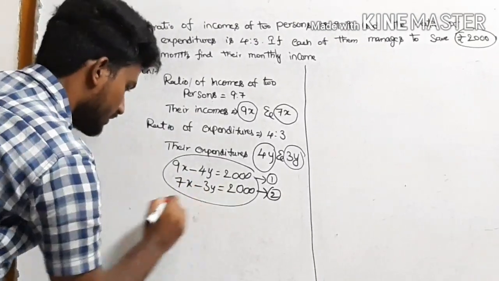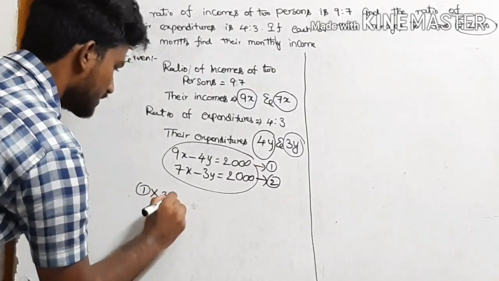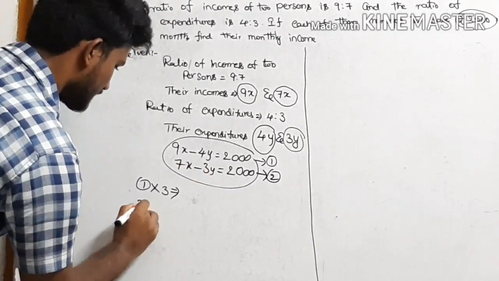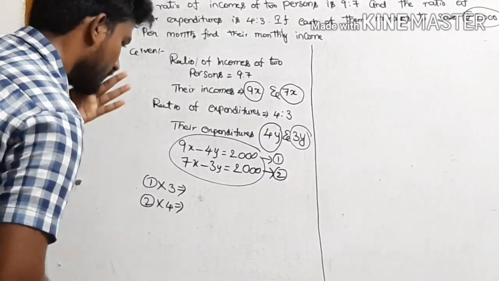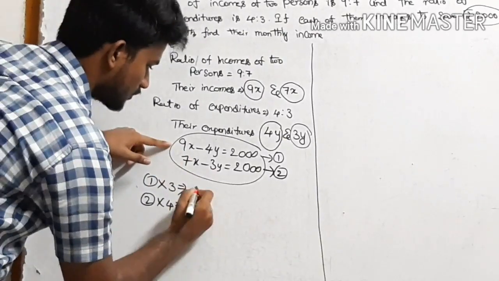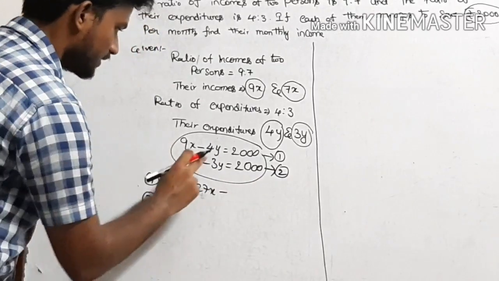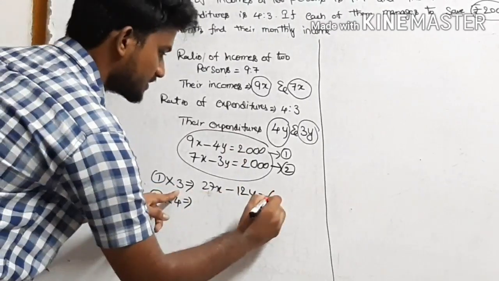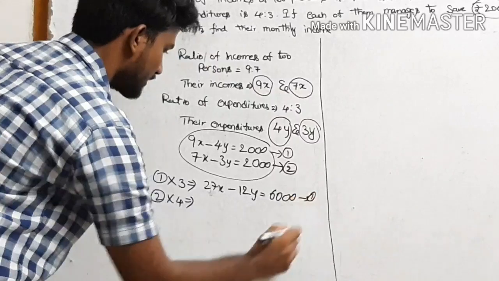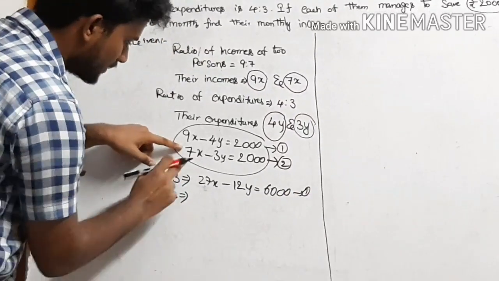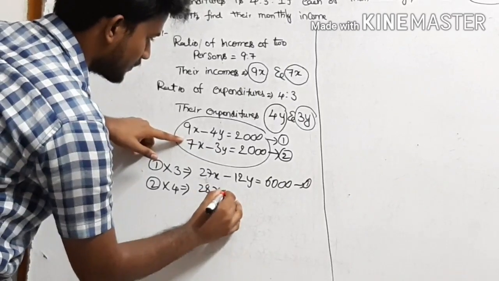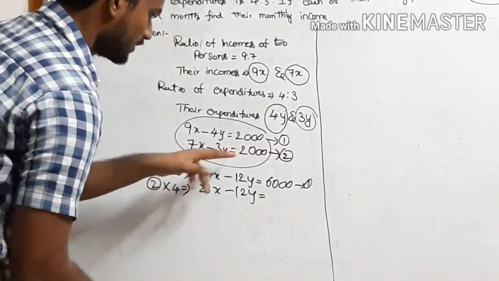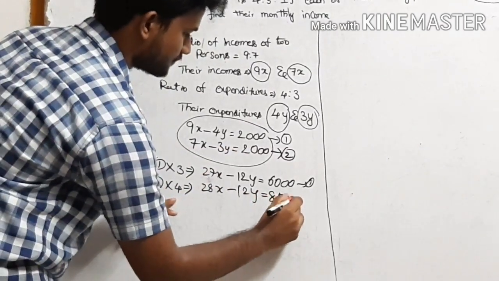By this we can multiply the first equation by 3, and this one: 4 3s are 12 and 3 4s are 12. And the second equation by 4. Then it becomes 9 3s are 27x minus 4 3s are 12y equals 2 times 3, 6000. This is the first equation. Then second equation into 4: 7 fours 28x minus 3 fours are 12y equals 2 fours 8000.